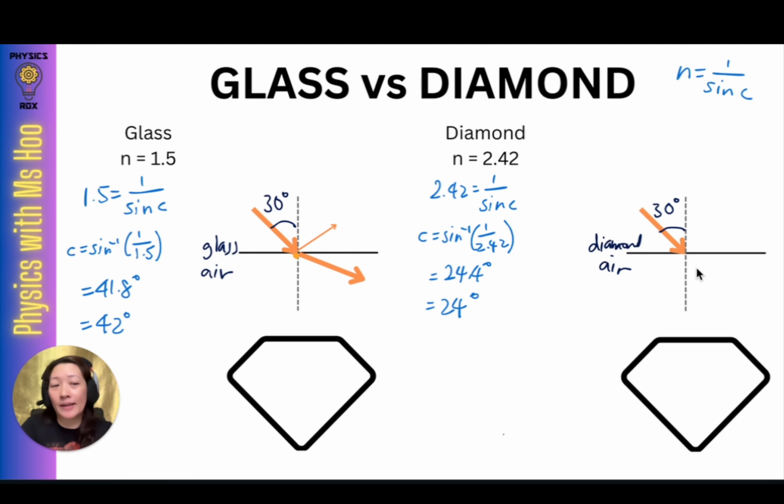Now let's look at diamond. So the angle of incidence we have in this example is 30 degrees. And as you can see, 30 degrees is already greater than the critical angle of diamond, which is 24. First condition is already fulfilled.